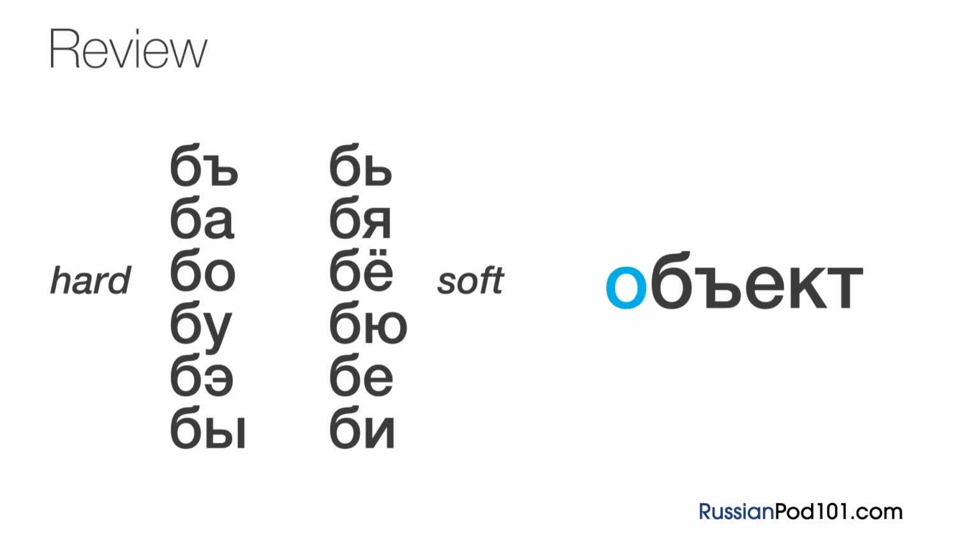The first letter is a vowel. Using the chart, we can see that it's a hard vowel, so it'll be pronounced hard. О. The second letter is a consonant. Will this be the hard or soft pronunciation? The hard sign here indicates that it's a hard consonant, so it'll also be pronounced hard. Next is a vowel. It's a soft vowel, so it'll be pronounced soft. Е. The letter after that is a consonant. How would this consonant be pronounced?